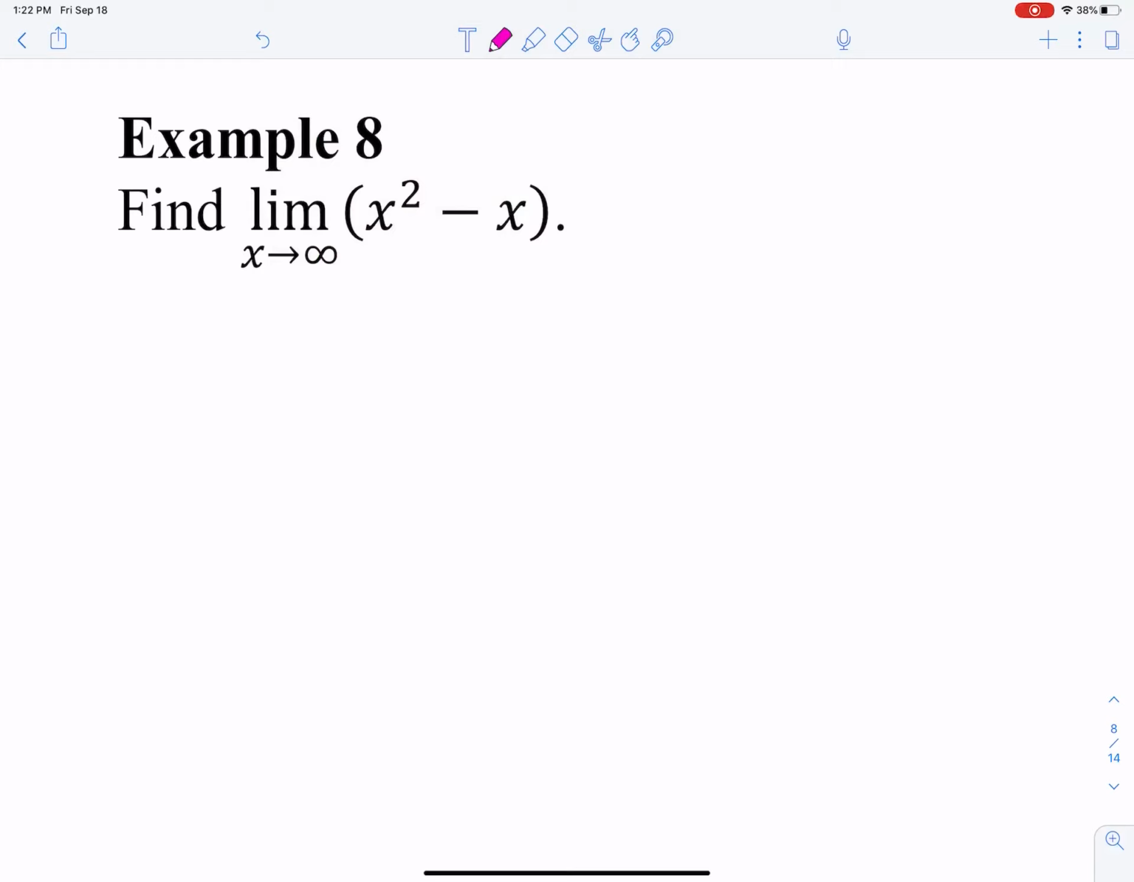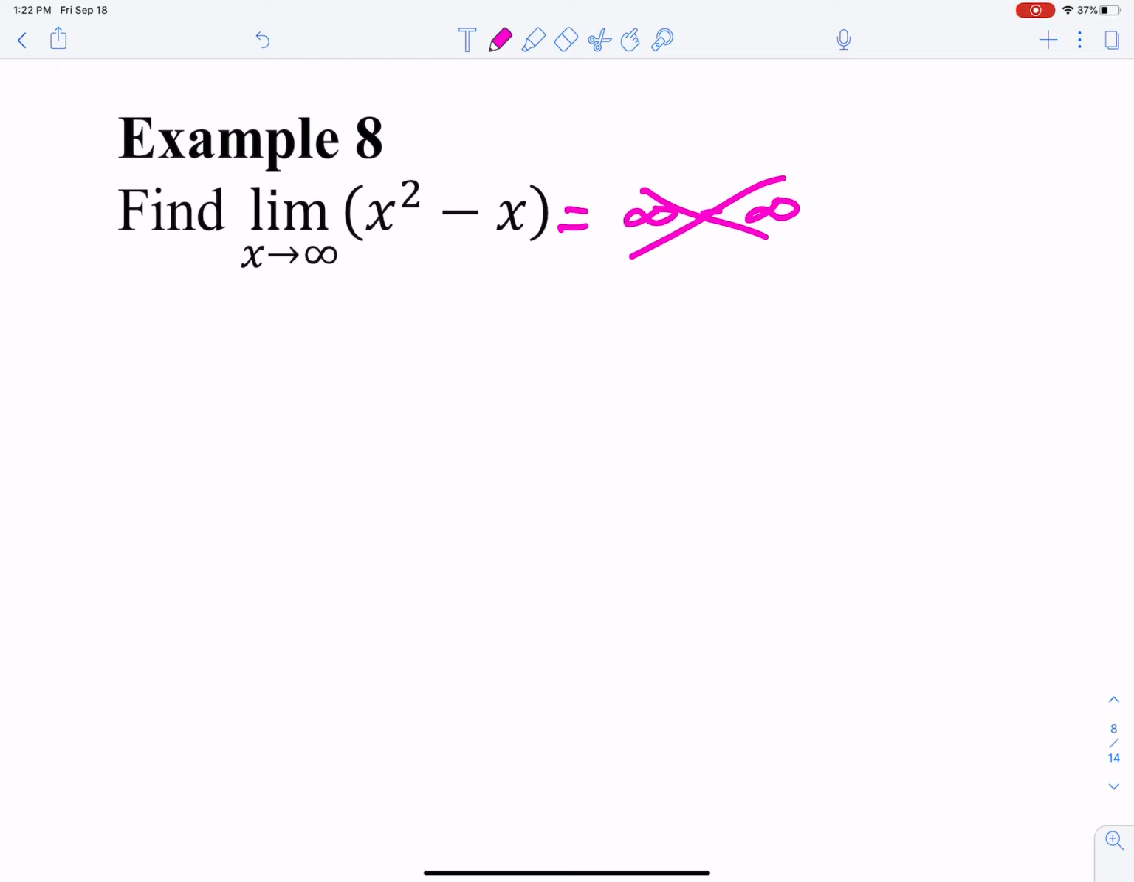Find the limit as x approaches infinity of x squared minus x. Well, again, this is a polynomial, right? We're allowed to plug in infinity because every real number is in the domain of a polynomial. So again, we're air quote plugging in infinity here and here. All right, so what happens? Well, we get that darn infinity minus infinity again, and remember we said we can't do that. Okay, bummer. All right, so that didn't work.